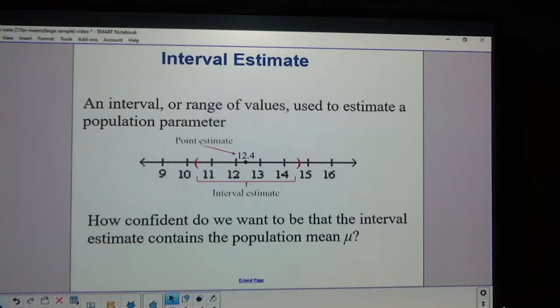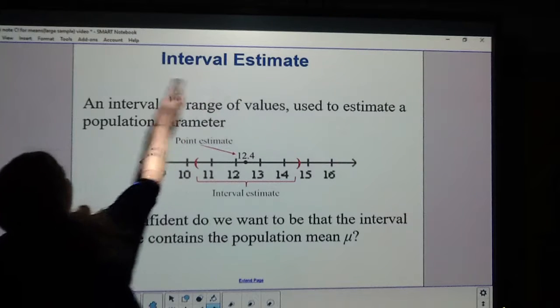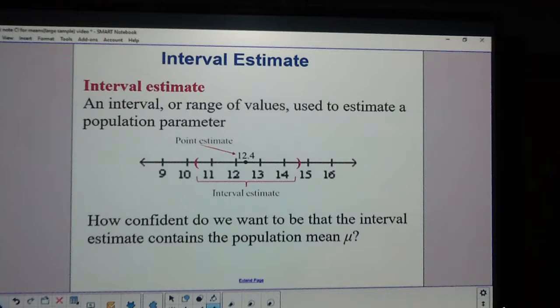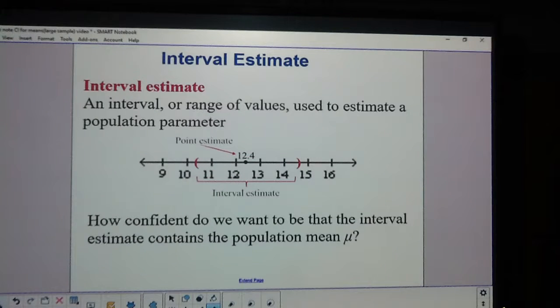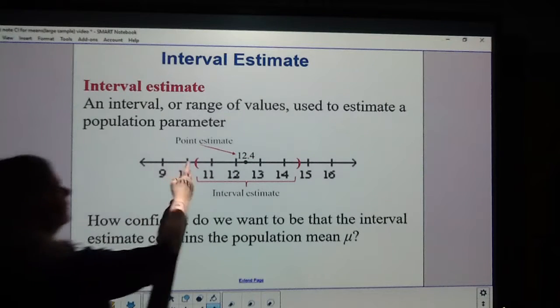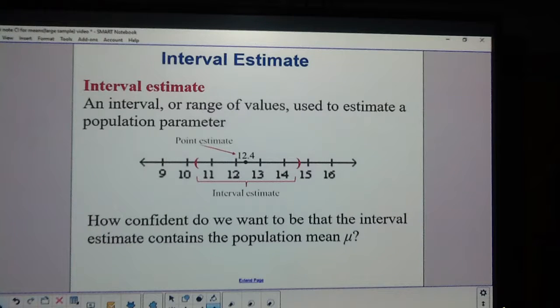An interval estimate is an interval or range of values used to estimate the population parameter. So for example, instead of using just one point, maybe say 12.4, I would use some interval. And we want to know how confident we are that that interval contains that population mean mu.